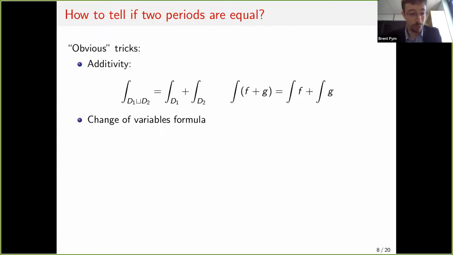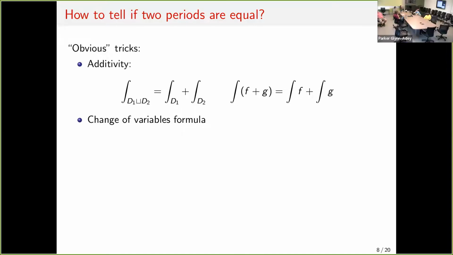Something which will help you a bit more is the fact that we have a change of variables formula. So if I make a coordinate change in n dimensions, then I understand how the integral changes. Okay? There's the usual Jacobian determinant which gets involved and so on.